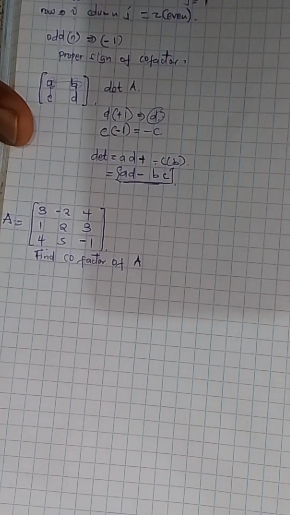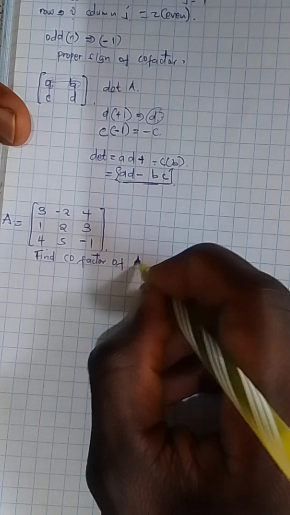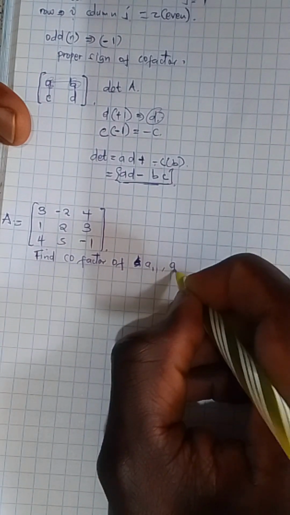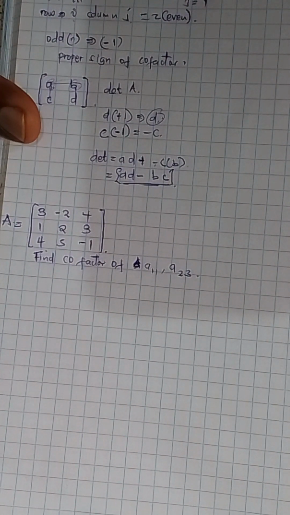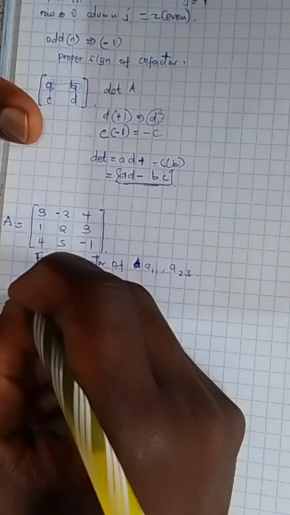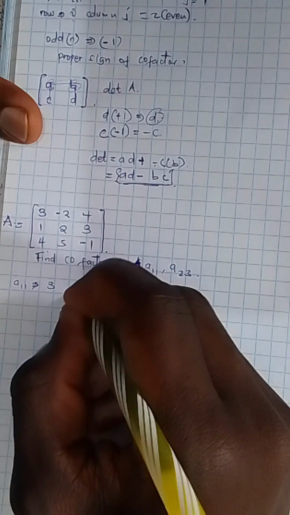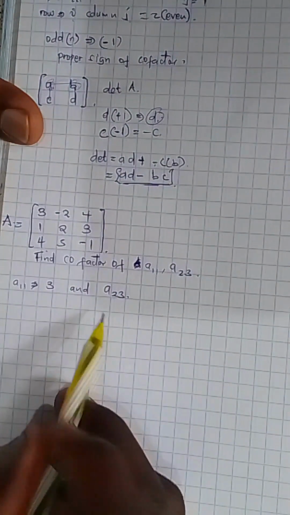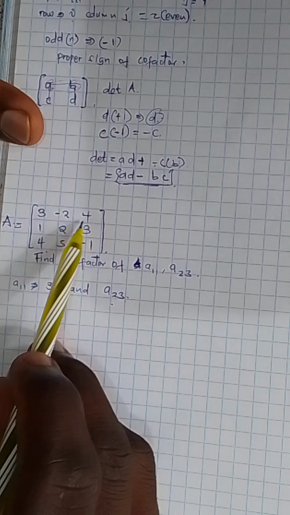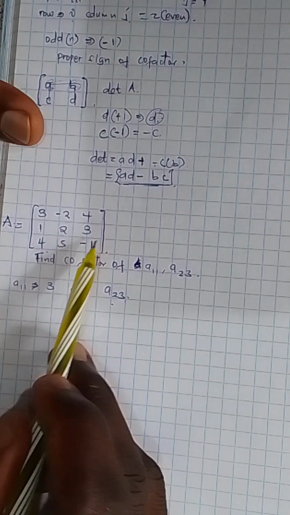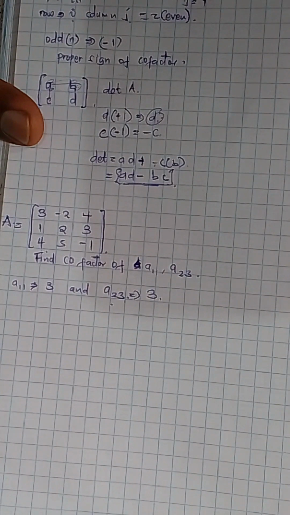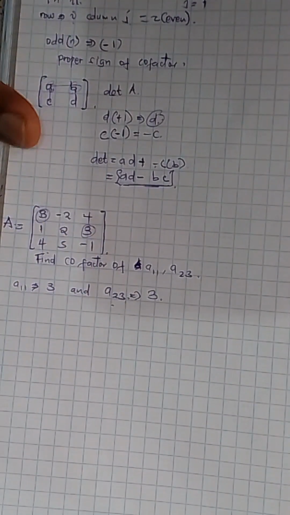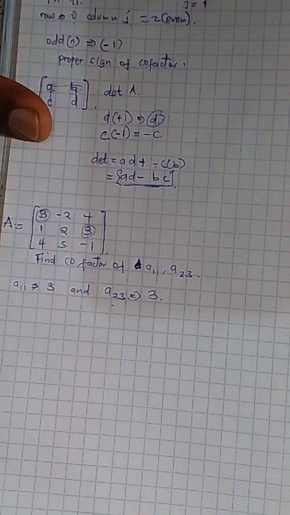Sorry, not the cofactor of A, but find the cofactor of A11 and A23. You know that A11 is 3, and A23, second row, third column, is 3 also. So how do we compute the cofactor for this particular element?